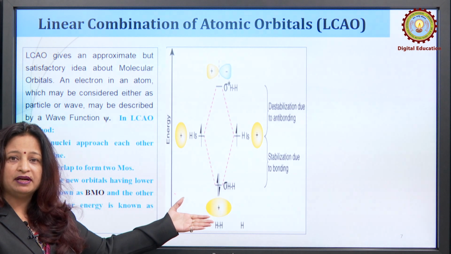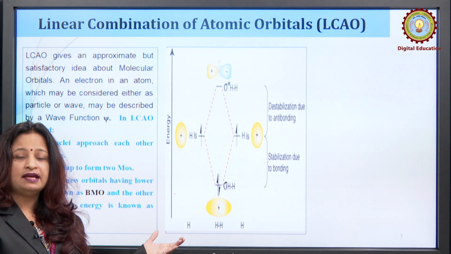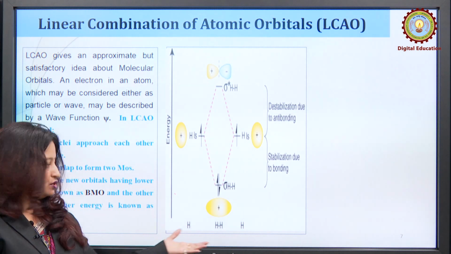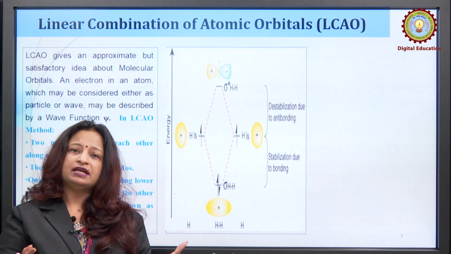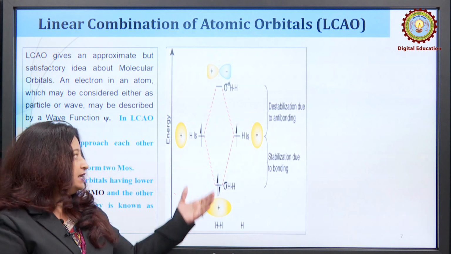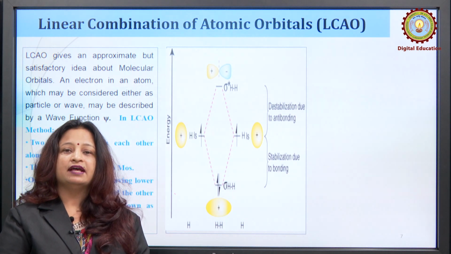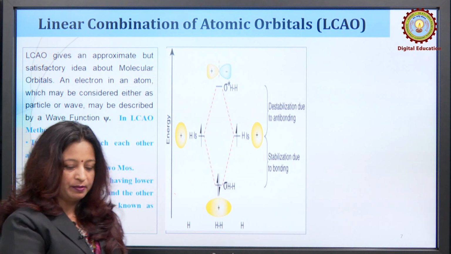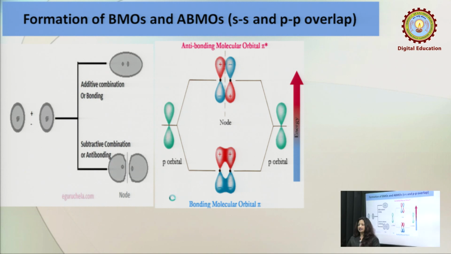One is the bonding molecular orbital, which is formed due to the constructive combination. You can say that it is combination by addition. So, it leads to the formation of the bonding molecular orbital. However, when both the atomic orbitals are in opposite phases, they are out of phase, then it leads to combination by subtraction. You can see here, it is the formation of the anti-bonding molecular orbital. Here also you can get a clear idea of the formation of bonding and anti-bonding molecular orbitals. This is additive combination, this is subtractive combination.